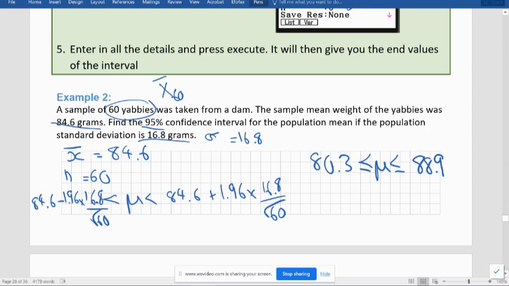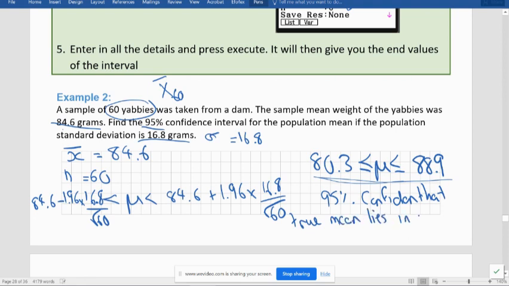All right. So remember, this is a confidence interval. So if you read the question, it says, look, we've taken a sample of 60. We've discovered that the sample mean was 84.6. We can actually make a prediction for the population, which is pretty cool. So we actually think for the population of all the yabbies, we can be 95% confident that true mean lies in this interval.